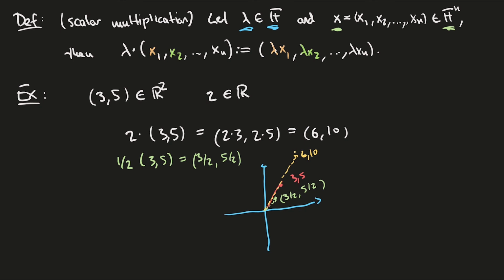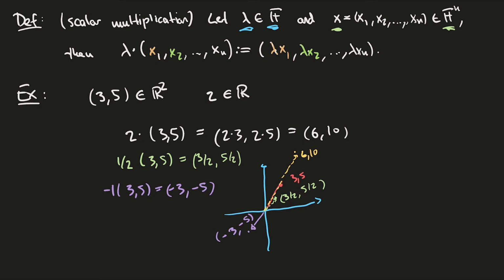Then there's a third case, which is when we have negative numbers. So let's say we have -1 times (3, 5). This just corresponds to the additive inverse, (-3, -5). And we've already seen before that this is just reflection along the origin. So if we have a negative number, we still scale the vector, but we also reflect it in the other direction along the origin.